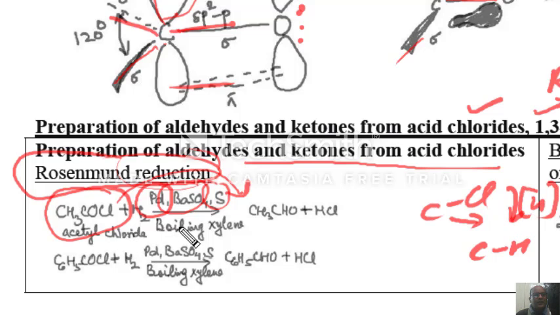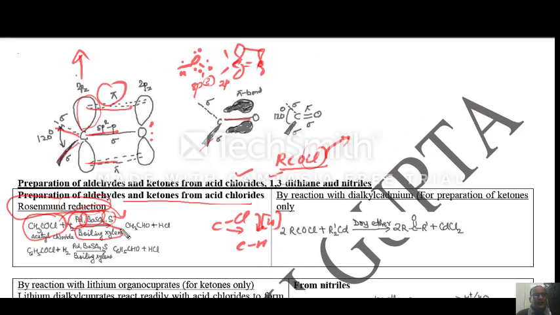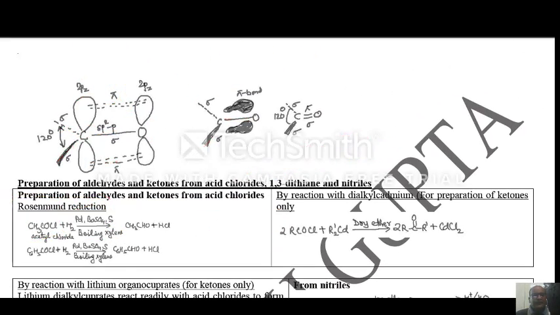So what we need is palladium, barium sulfate, and sulfur, and the solvent is going to be boiling xylene, right? Say we have PhCOCl, and then we have PhCHO formation taking place.